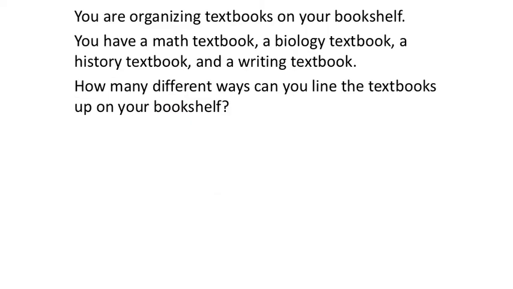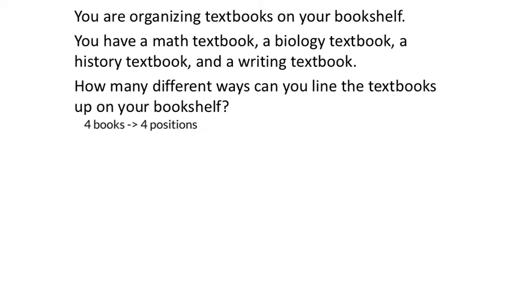You're organizing textbooks on your bookshelf. You have a math textbook, a biology textbook, a history textbook, and also a writing textbook. That's 4 books. I'll have to make a mental note of that. And then, how many different ways can you line the textbooks up on your bookshelf? So there are 4 books. That'll be important to know. And we're going to line them up, so that means we've got 4 positions.